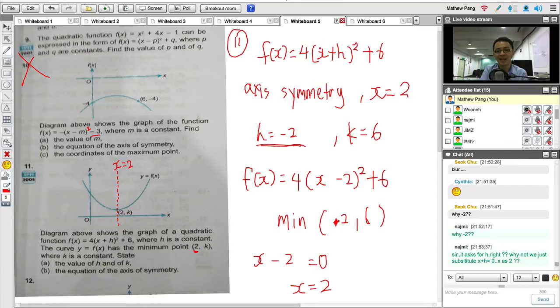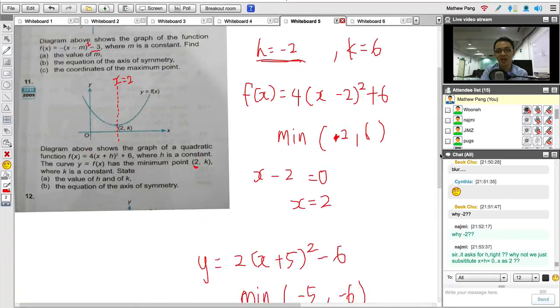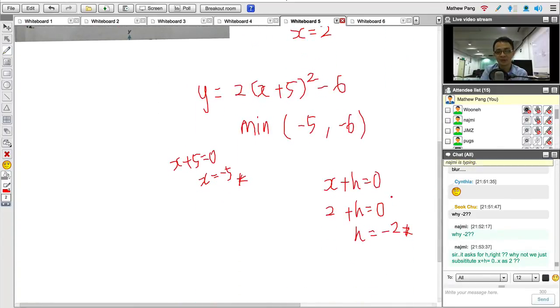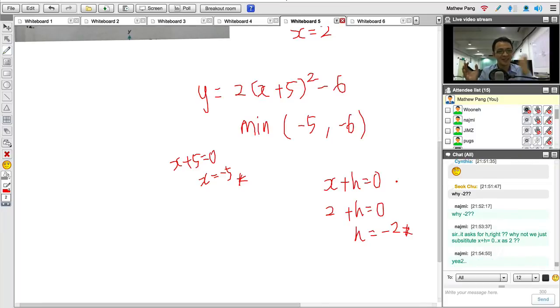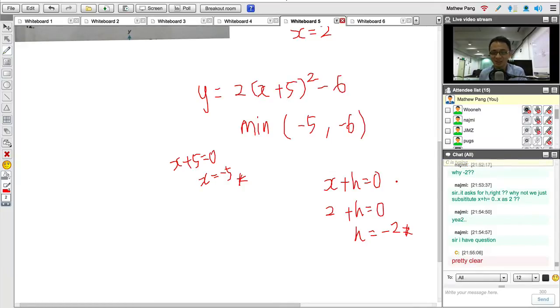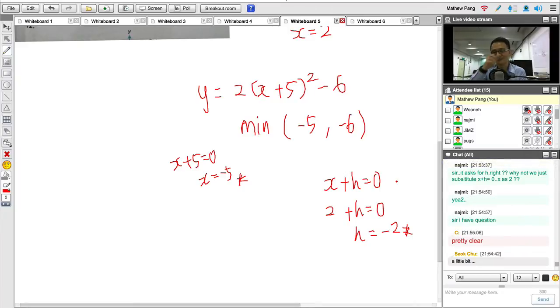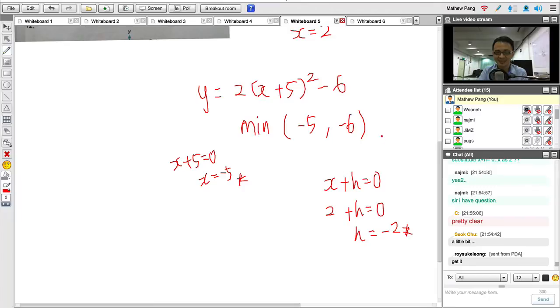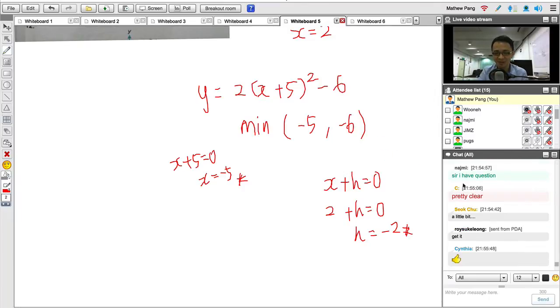Yeah, because you got x plus h, right? You just make this one equal to 0. Then you just substitute 2 into here. You still get h equals negative 2. Can you get me? Or do some of you still feel very lost now? Okay, if you feel so lost, maybe we can try more questions. A little bit. Yes. Any questions?